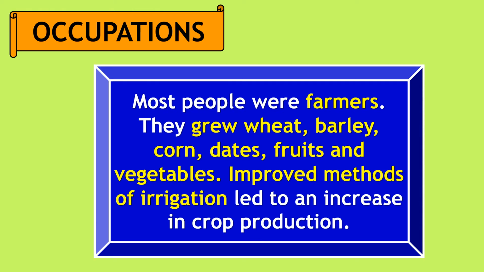Occupations. Most people were farmers. They grew wheat, barley, corn, dates, fruits, and vegetables. Improved methods of irrigation led to an increase in crop production.